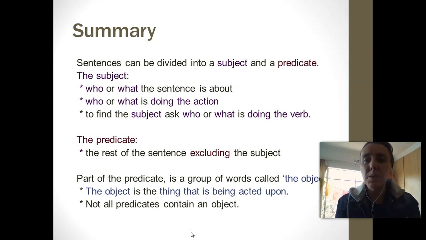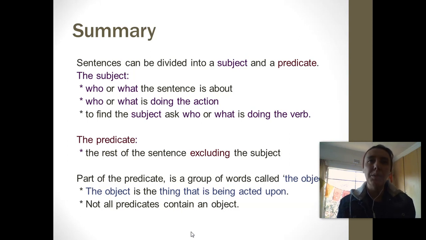So the only reason we divide a sentence into subject and predicate is to have a closer look. It's almost like we want to have a closer look at the subject and then we want to have a closer look at the rest of the sentence. So we divide the sentence into two parts. Okay. Then part of the predicate is a group of words which we call the object. So the object is the thing that's being acted upon. Not all predicates contain an object. So that means every sentence will have a subject and a verb. Okay. But not all sentences have an object.